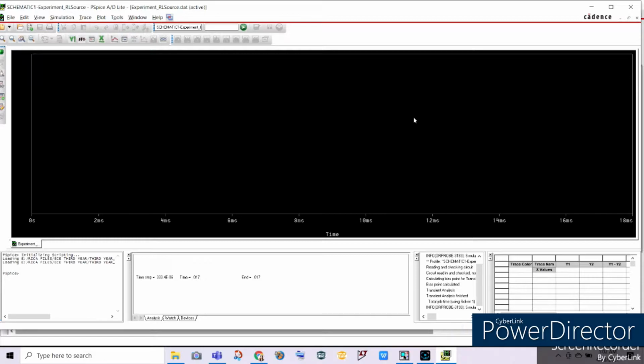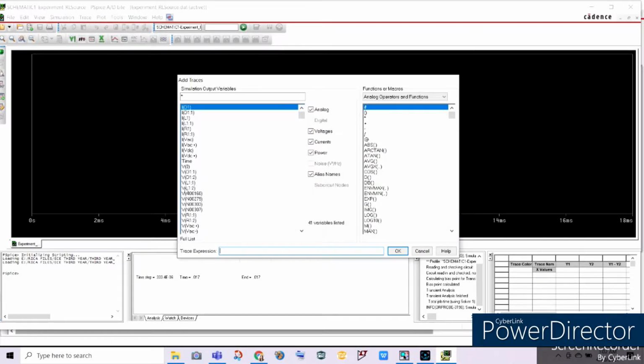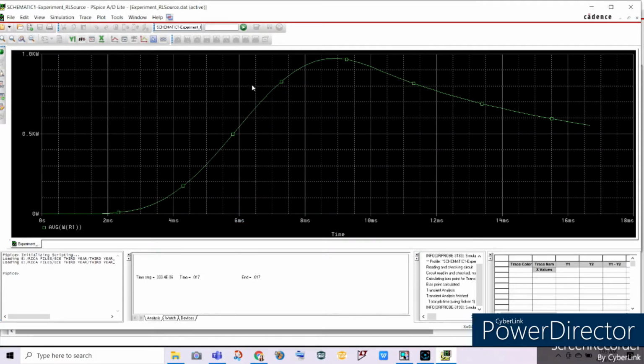So now we will be adding the trace of our average power, wherein we have to add trace here, and then we will be considering the power across our R1. So let's just find it here. Okay, so we have to click W(R1) here, and then let's type average, and then open and close parentheses for our expression. So let's click OK. As you can see, the green waveform here is the average power across our resistor 1.